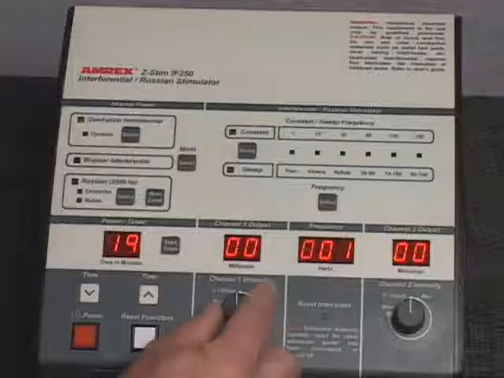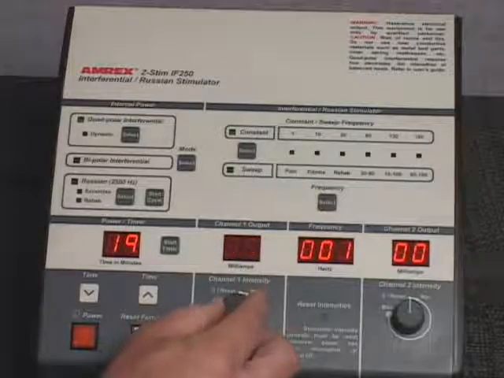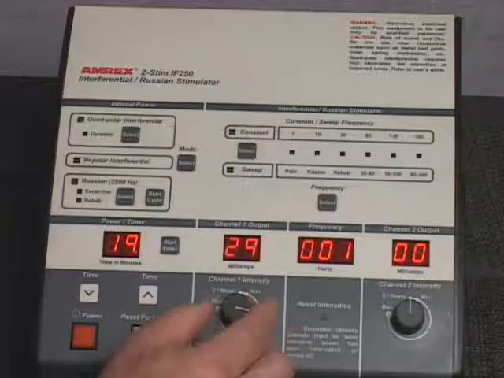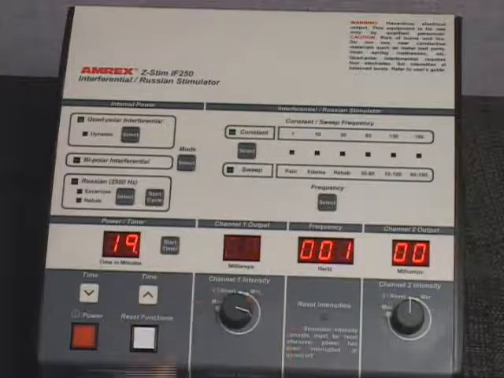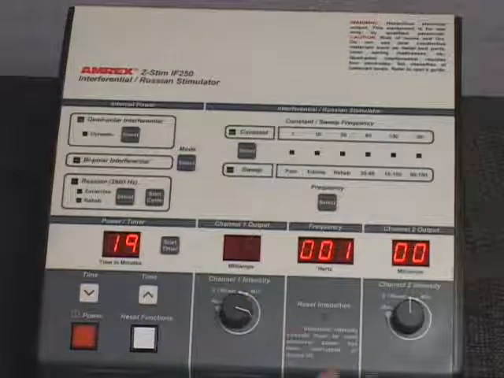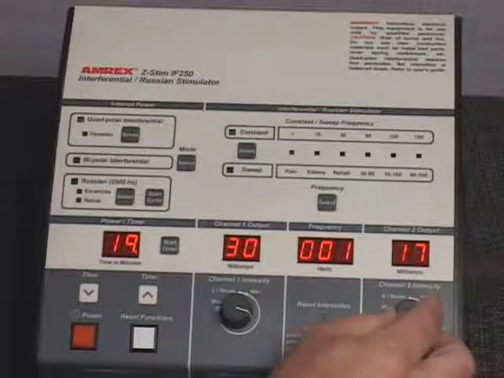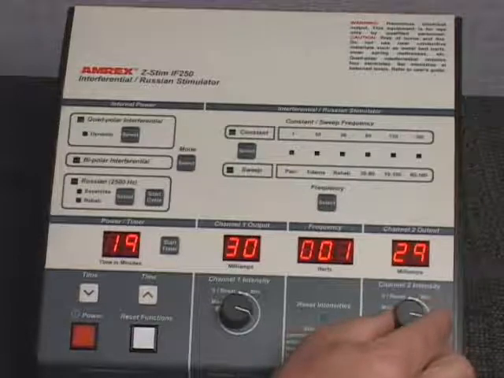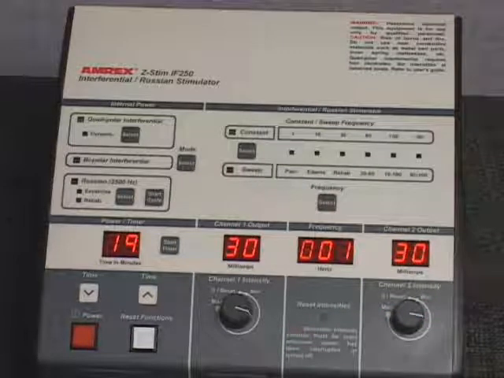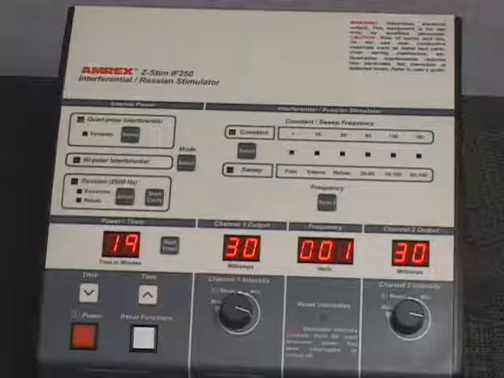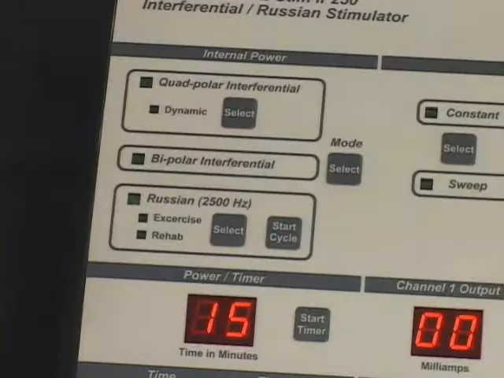Slowly increase the Channel 1 intensity to the desired output level. The Channel 1 intensity display will indicate the intensity selected. Slowly increase the Channel 2 intensity to the desired output level. The Channel 2 intensity display will indicate the intensity selected. The Channel 1 and Channel 2 outputs may be applied independently when treating in the Russian 2500 Hz modality. Intensity can be reduced or increased during treatment in the Russian 2500 Hz continuous mode only.